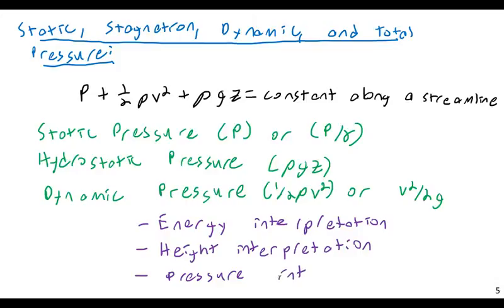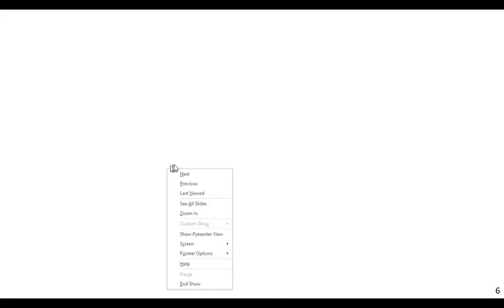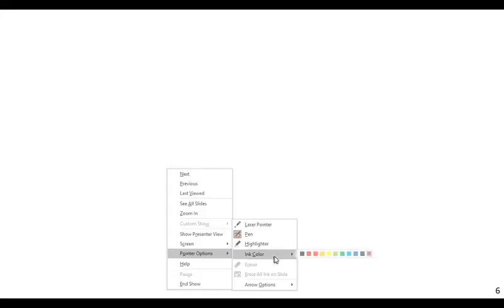These are three different ways of looking at the same equation. Interpretation, if I can spell interpretation correctly. And so let me draw out this sort of pressure interpretation again. Imagine I have a pipe here, and there is a fluid moving within it.